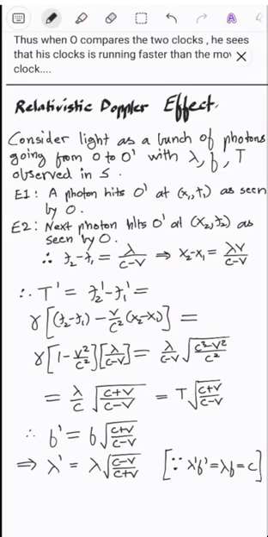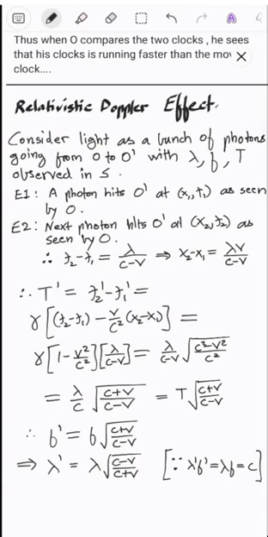But do not get confused by frequency. t2 minus t1 is not capital T. Capital T is the time elapsed between emission of two photons. This is not emission of two photons; this is the photons hitting O dash. It's different. So t2 minus t1 is equal to lambda upon c minus v.